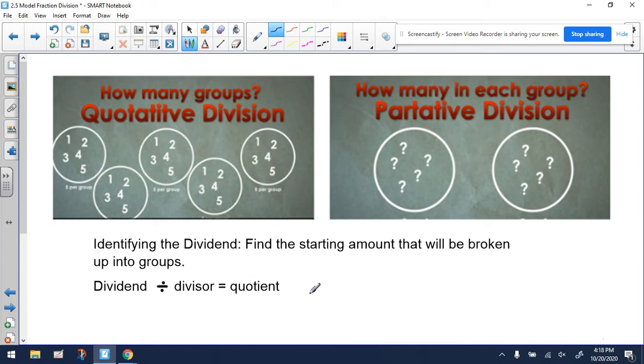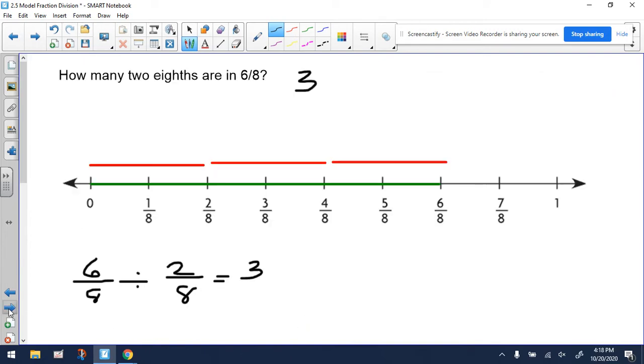But really, these two things, the divisor and the quotient, are in a way kind of interchangeable. So what do I mean by that? If we take 6/8 and we have 3 groups, and we want to know how much in each group, we would come up with 2/8. So both of these division equations are true, and they both can be represented with this model.